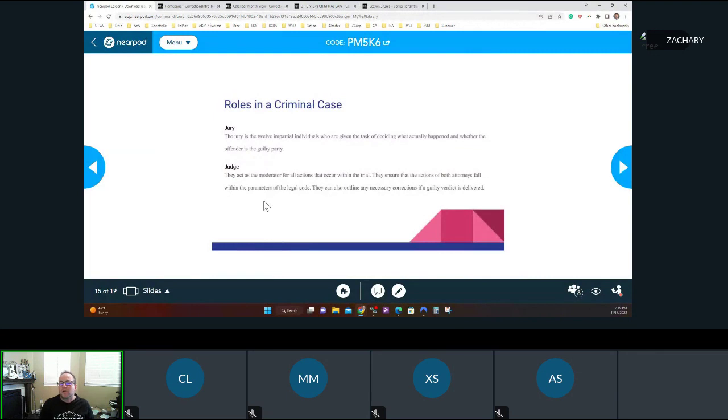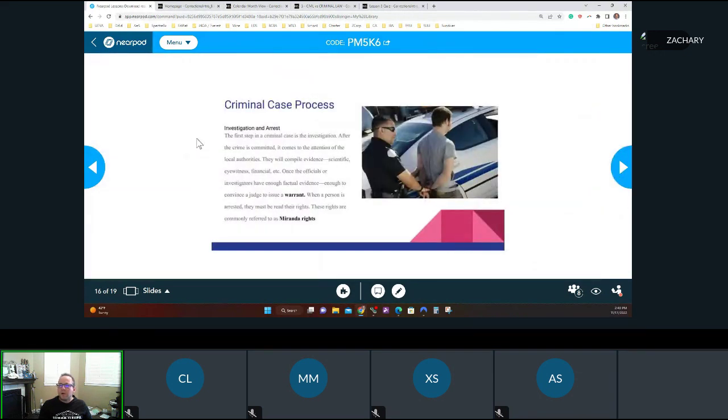Lastly, a couple other roles are the jury and the judge. The jury is 12 impartial individuals who are given the task of deciding what actually happened and whether the offender is a guilty party. The judge acts as a moderator for all actions that occur within the trial. They ensure that the actions of both attorneys fall within the parameters of the legal code. They can also outline the necessary corrections if a guilty verdict is delivered.